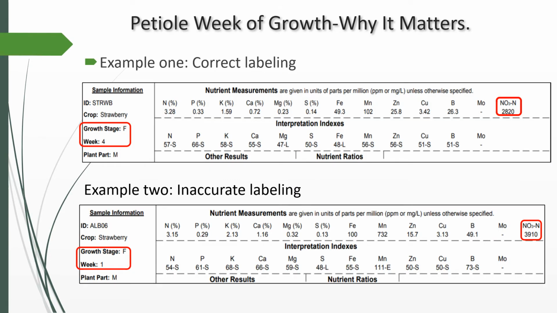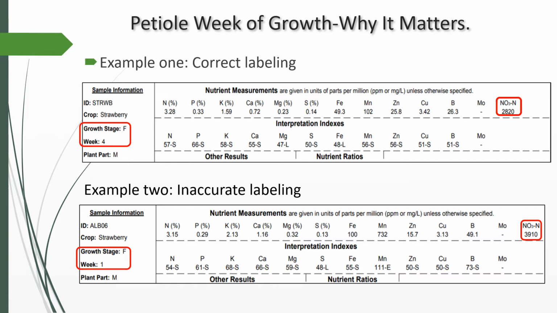Now let's go over some examples of how labeling correctly with the bloom and fruit stage and also the week is important. These next 2 slides show examples of tissue reports and proper labeling. The first example is labeled as growth stage fruiting and week 4 since first bloom. Based on the chart in the previous slide, week 4 nitrate concentrations should fall between 2,000 and 4,000. This example has a nitrate concentration around 2,800, falling within the range for the week indicated on the sample.